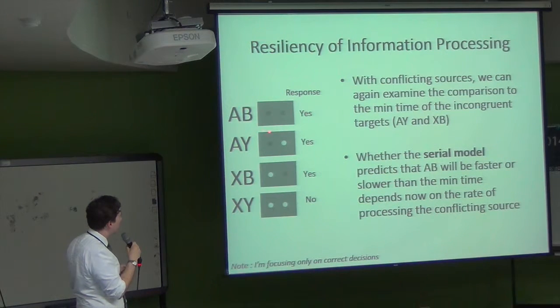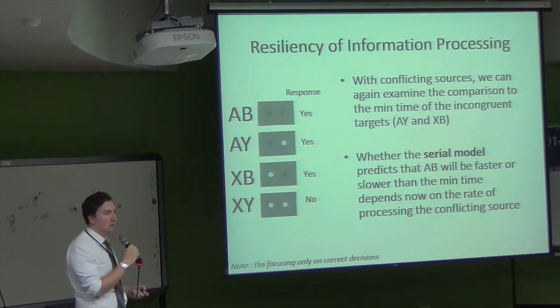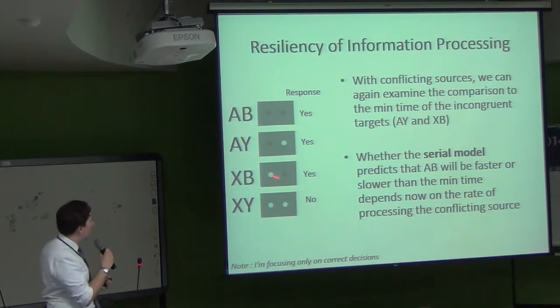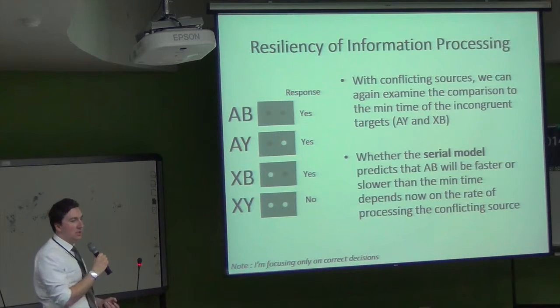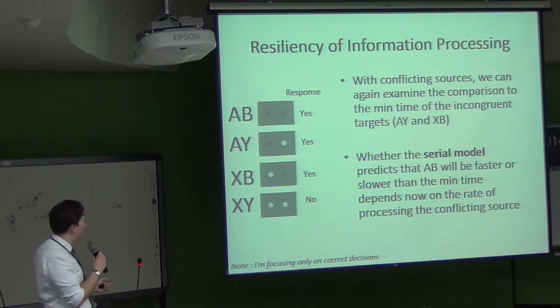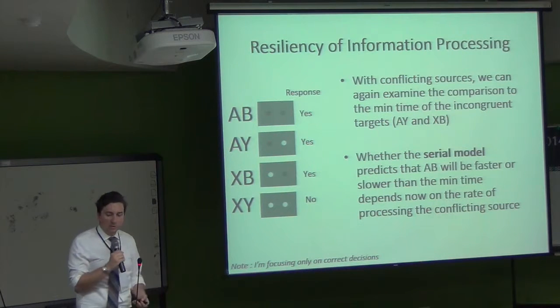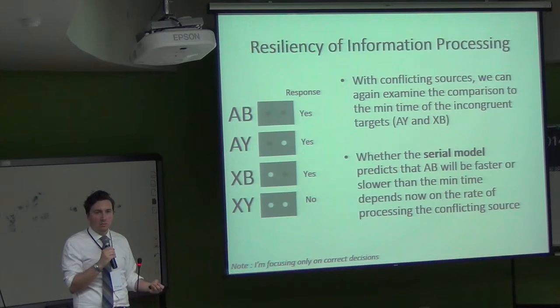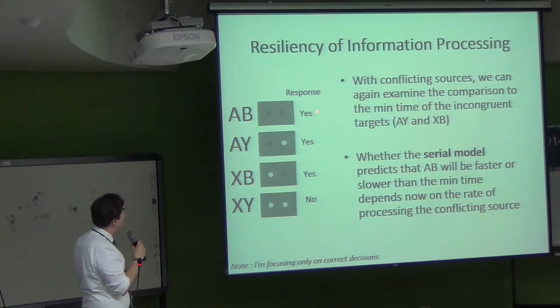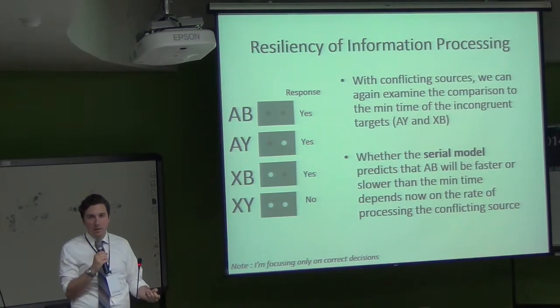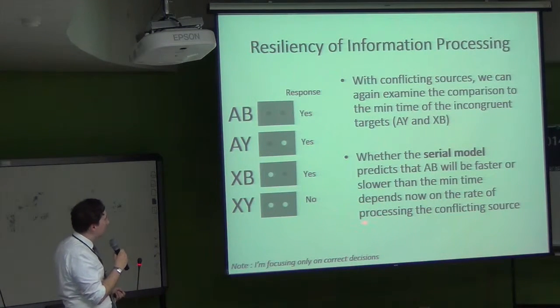Might in fact be faster than the time it takes you to process both of these targets, if the time it takes you to process those happens to be slow. On the other hand, the distracting, conflicting information might slow you down a lot if you're trying to do this in a serial fashion, in which case the minimum time you derive from these two targets will be slow, meaning that it might be likely that this double target can be faster than it. So the idea is that whether or not a serial model produces a double target response time which is faster or slower than the derived minimum time depends on the rate of processing of that conflicting source of information.